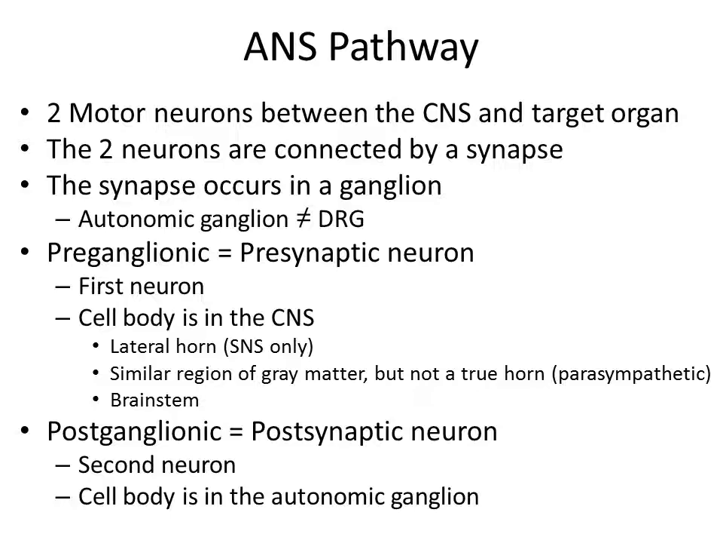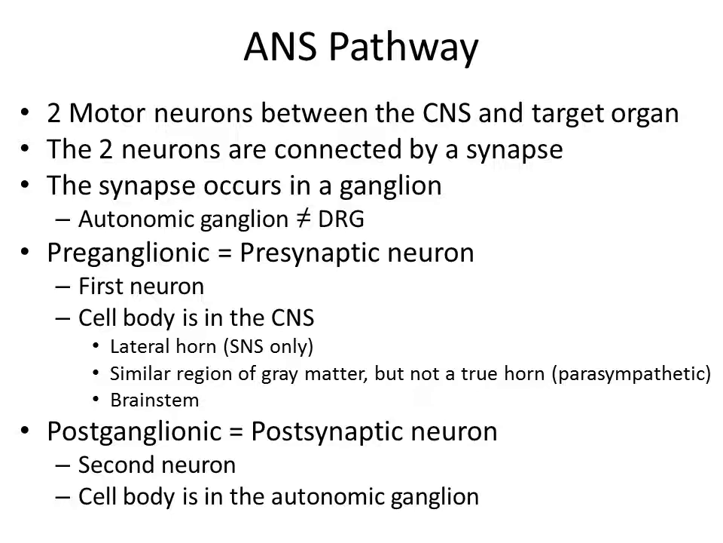And you're already familiar with the dorsal root ganglion. But this is not a dorsal root ganglion. We have different autonomic ganglia in the peripheral nervous system, and their locations and names will differ. We'll go through just a few of these when we're going through our pathways.